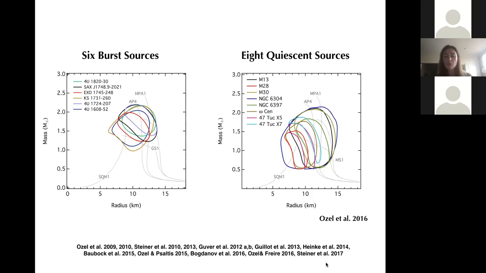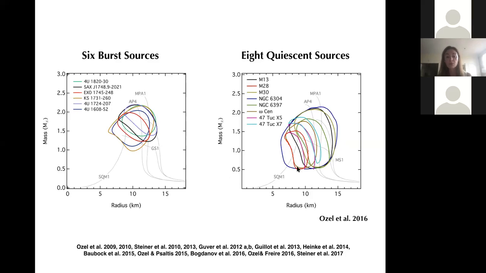A large number of people worked on this, source by source, basically getting the mass and radius measurements from this surface spectroscopy method. And we have a total of 14 where we say we have been able to determine the mass and radius with these uncertainties that you see. And they cluster around 10 kilometers, and here again, around 10 kilometers, some of them are quite uncertain.